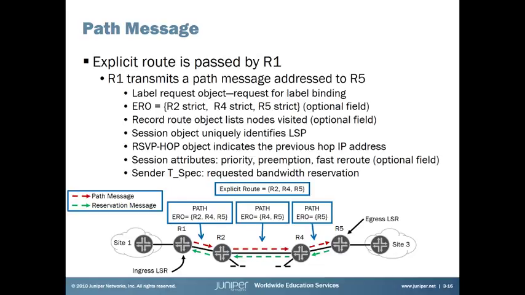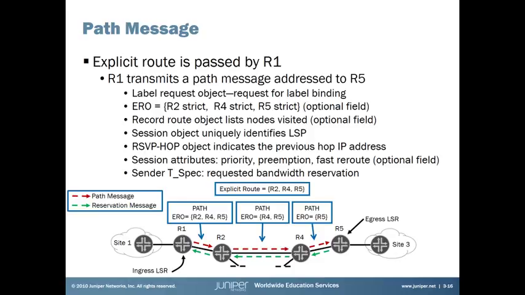So the path message with the explicit route is passed by R1. R1 transmits a path message addressed to R5. The label request object requests label binding. We put in here an explicit route object, and we're saying we're going to go through R2, R4, and R5, and that is all strict routing. So we are saying this is the path, and it will not go anywhere else except via this path.